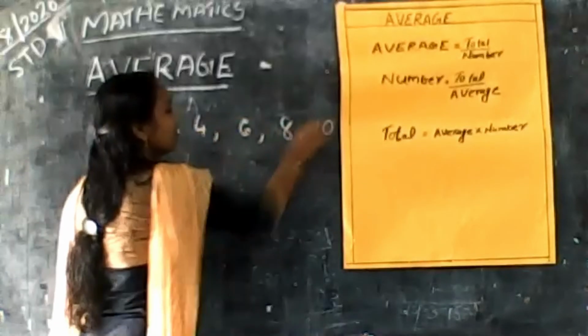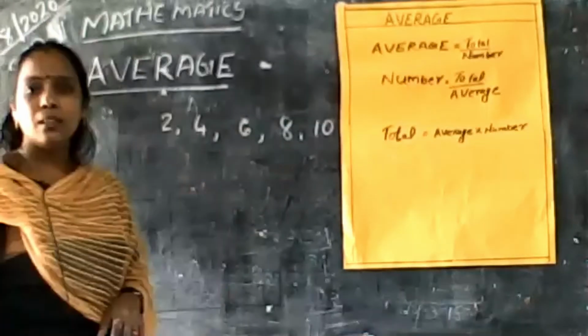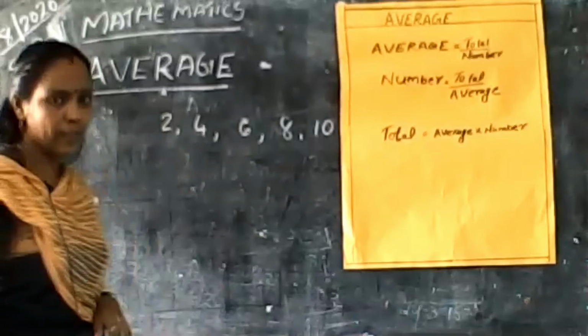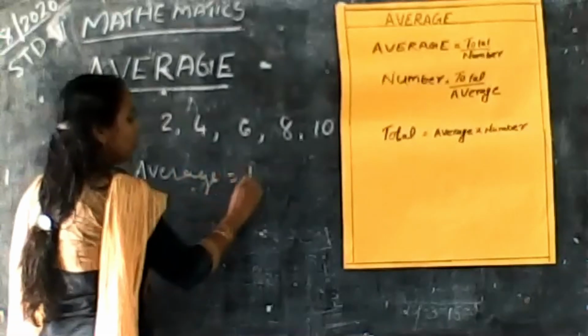Which type of number is this? 2, 4, 6, 8, 10. Even numbers. What is the average of these numbers? This is the question. Okay. Find out the equation. Average is equal to total by number. Average equation is total by number.